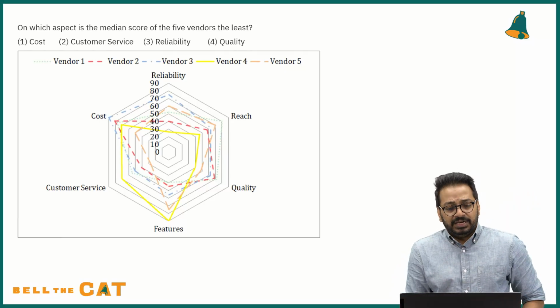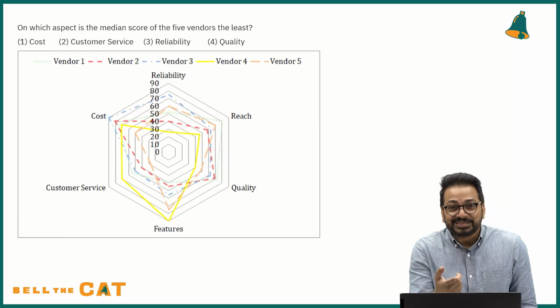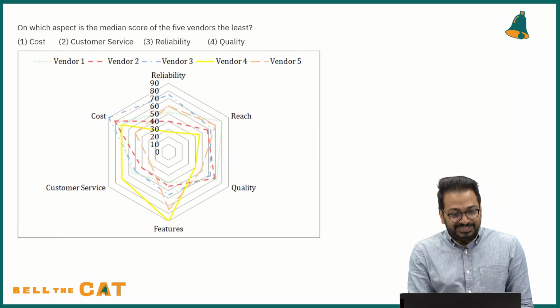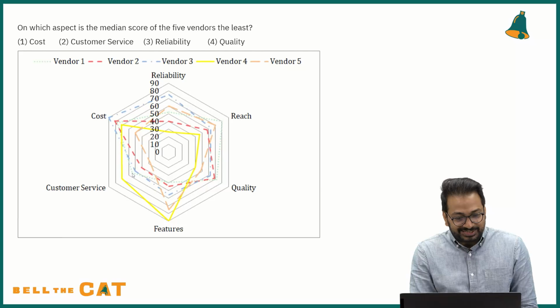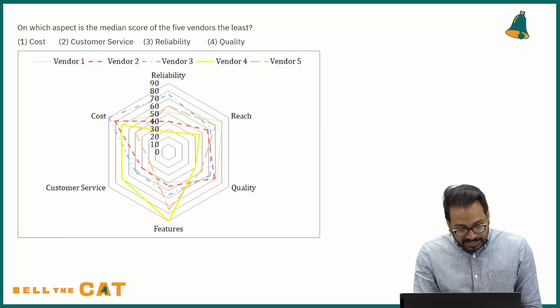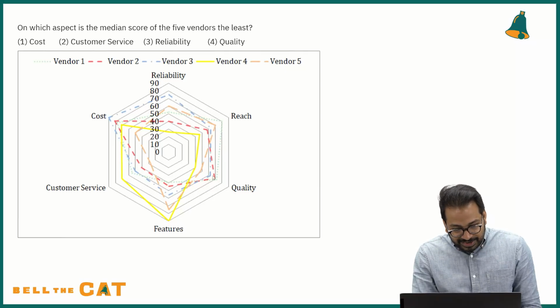So I can eliminate. And okay, sorry, they asked me the reverse question. They asked me for which the median score is the least, and I ended up calculating the highest. Okay. So if I look at cost and customer service, I definitely saw that customer service is less than that, so cost gets eliminated. Between cost, customer service and quality, I know that quality is at a higher point. The third value in terms of quality is slightly higher than customer service.